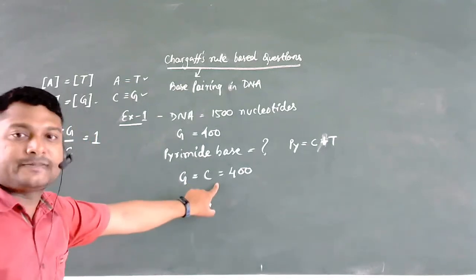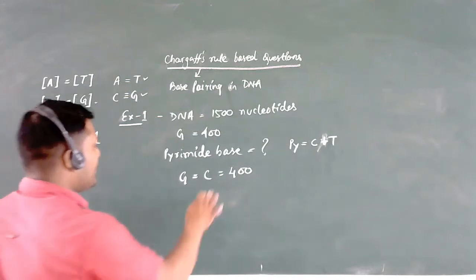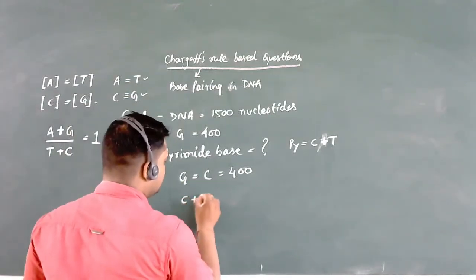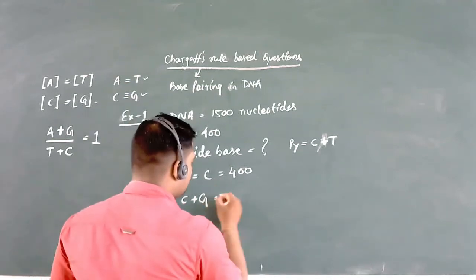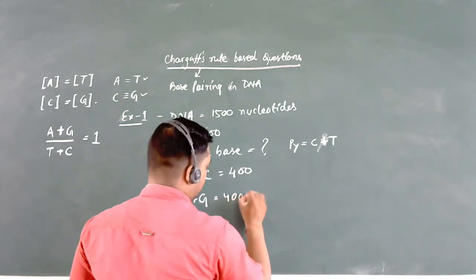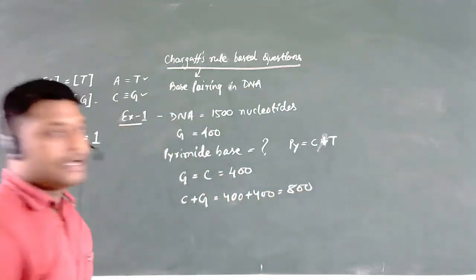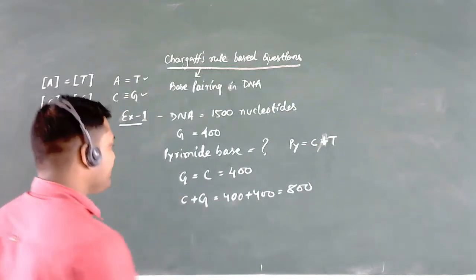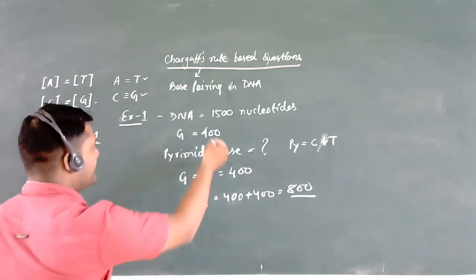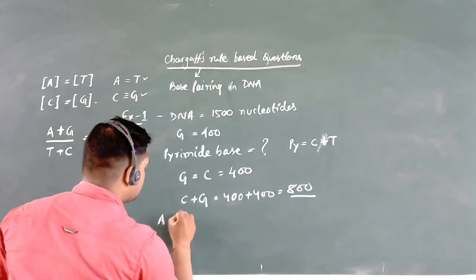Why? Based on the base pairing rule, the Chargaff rule, we already know that. So C plus G equals 400 plus 400, that is going to be 800. Now when we have the value 800 for C plus G, from here we can derive the value of A plus T.